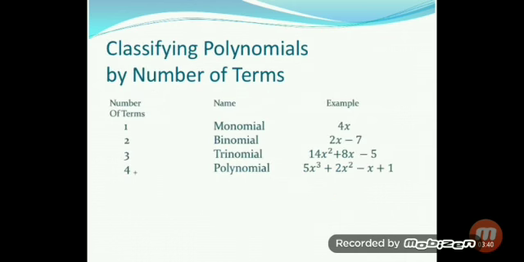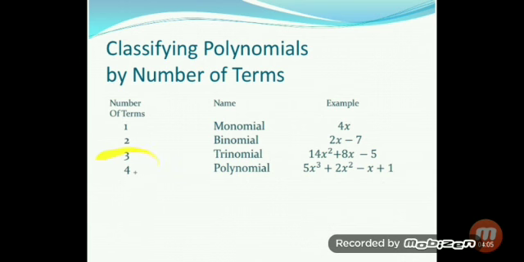Classifying polynomials by number of terms. If the polynomial contains one term, then it is known as a monomial. For example, 4x. It has only one term. Second, if the number of terms in a polynomial is 2, then it is known as a binomial. For example, 2x minus 7.